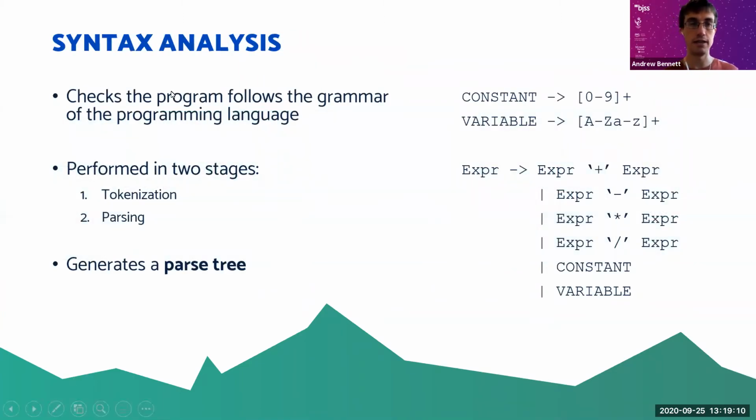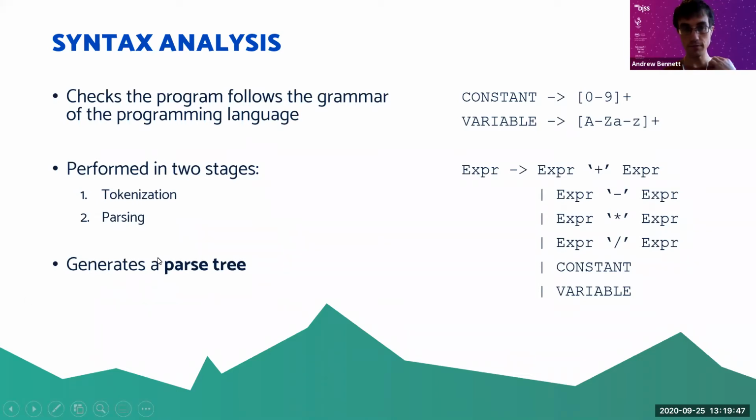Syntax analysis basically is checking that the program itself follows the grammar of the programming language. We do it in 2 stages. First we've got tokenization: we take our source file and break it up into elements, things like keywords, constants, and variables. Then we apply some parsing rules to these tokens. If the parsing rules succeed, i.e. they match the elements, then the program is valid, and we generate what's called a parse tree.